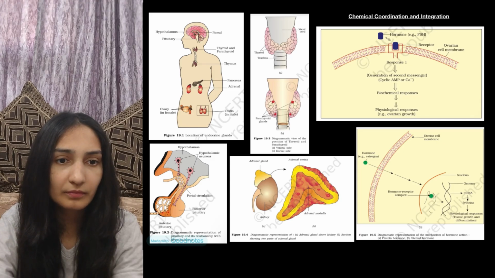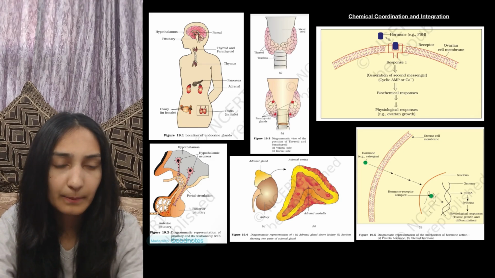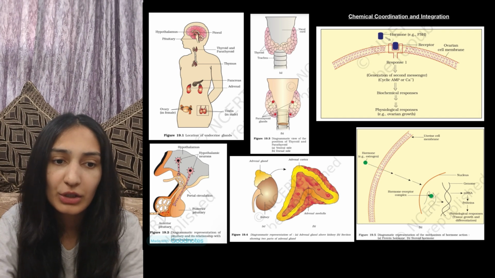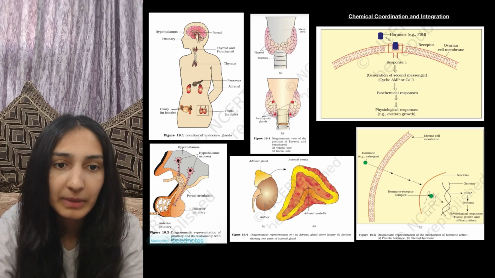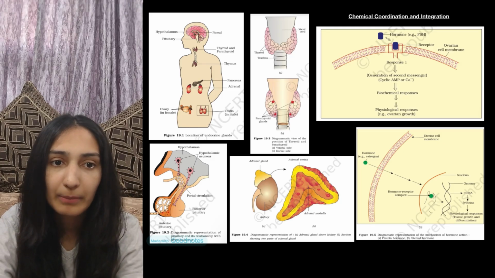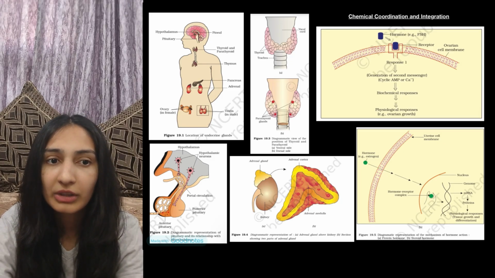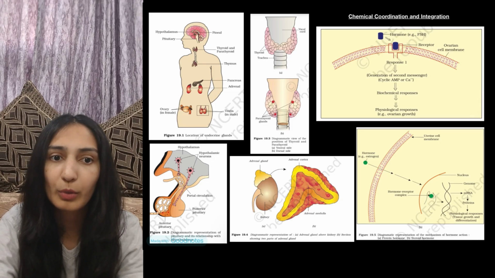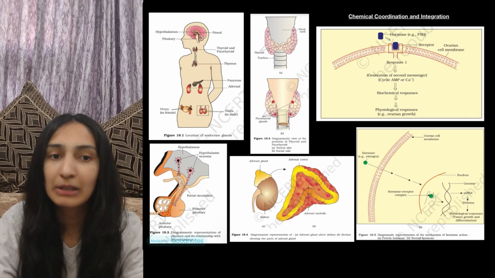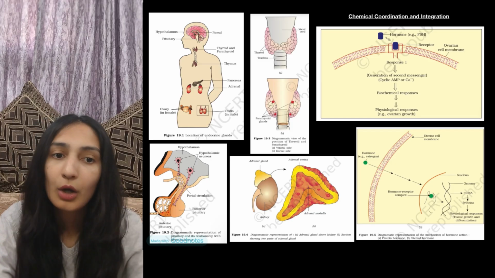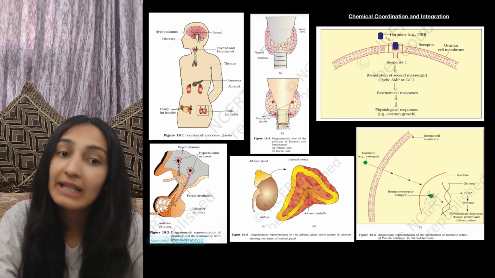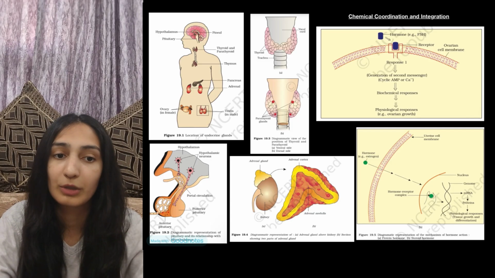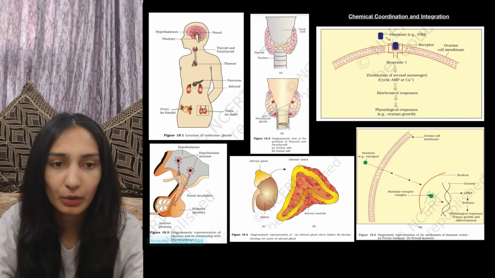Next, as you can see, figure 19.5 is a diagrammatic representation of the mechanism of hormone action. A is the protein hormone and B is the steroid hormone. For example, FSH comes to the receptor, which is in the ovarian cell membrane. Then we have response 1, which leads to the generation of a second messenger, that is cyclic AMP or calcium. Then we have biochemical responses, and then the physiological responses, for example, ovarian growth.